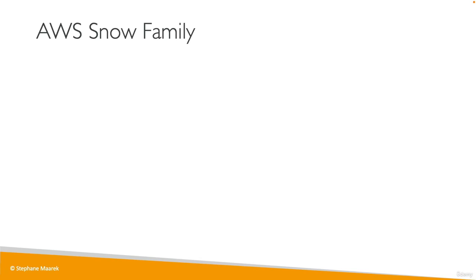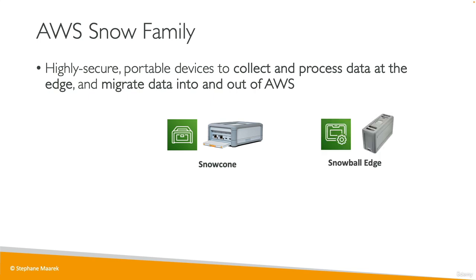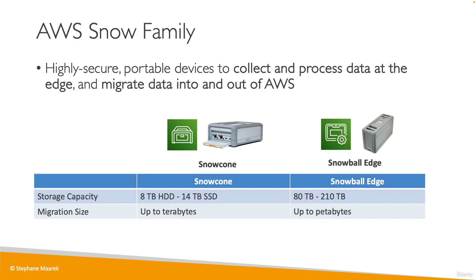So now let's talk about the AWS Snow family. This is a highly secure portable device used to collect and process data at the edge and migrate data in and out of AWS. So we have two kinds. We have the Snow Cone, it's a small device, and we have the Snowball Edge, it's a much bigger device. Each has its own specificity.